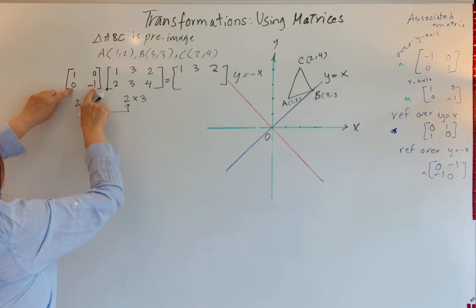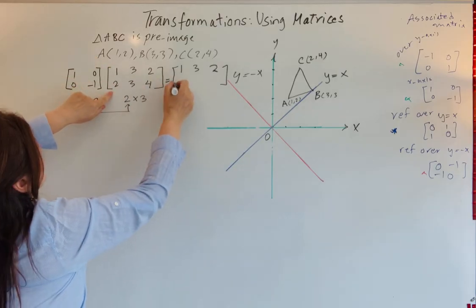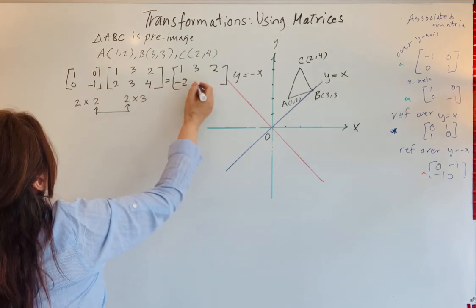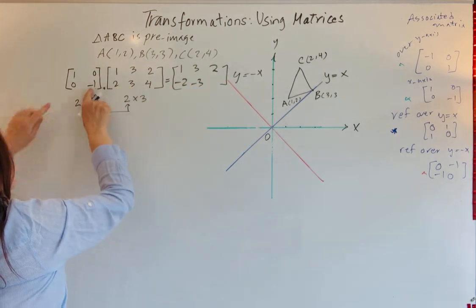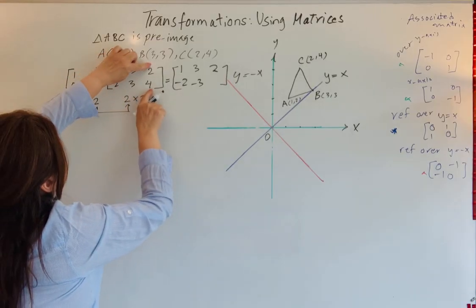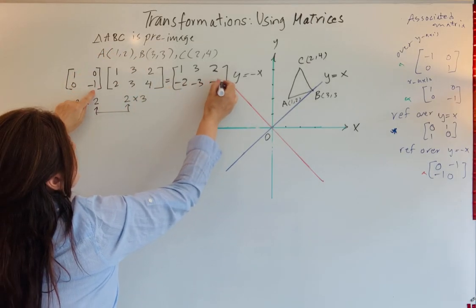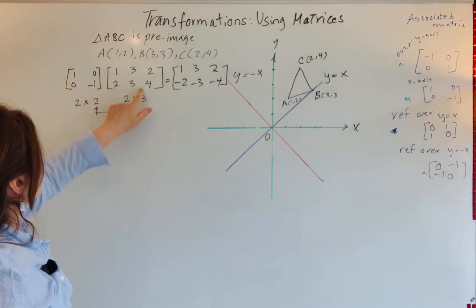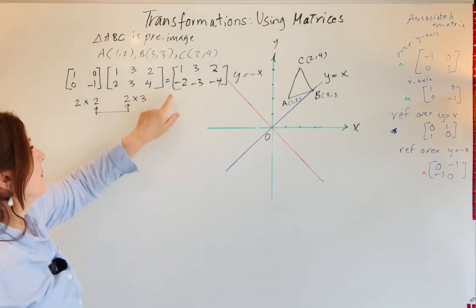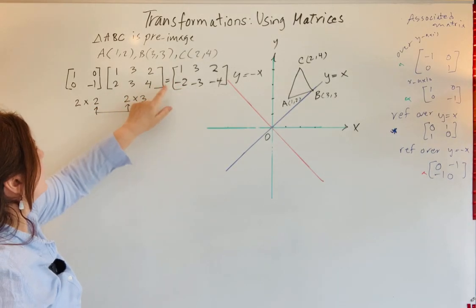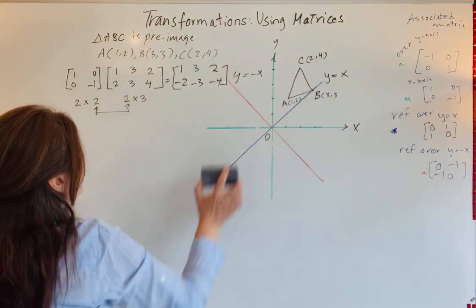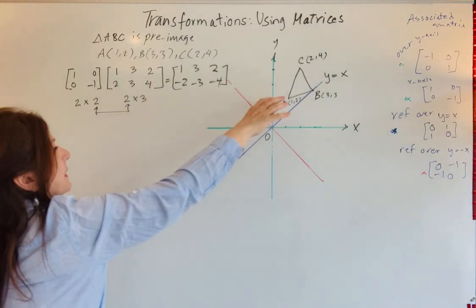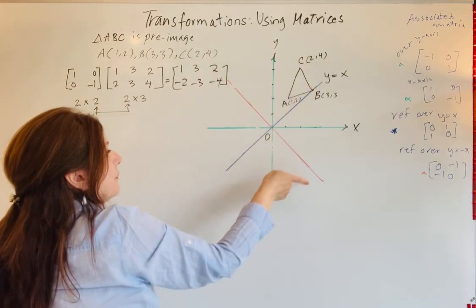How about the second row? This is 0, negative 1, so the y's get a negative sign. This row times the first column gets negative 2, times the second column gets negative 3, and times the third column gets negative 4. As you see, the x's are the same, but the y's have the opposite sign: 2 gets negative 2, negative 3, negative 4. So this matrix is the result of reflecting ABC over the x-axis.